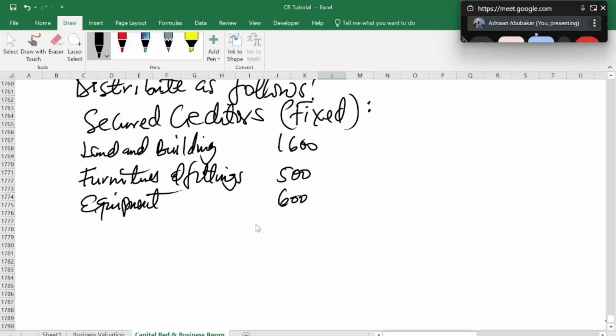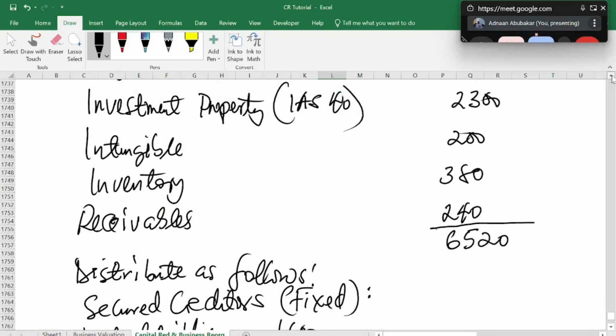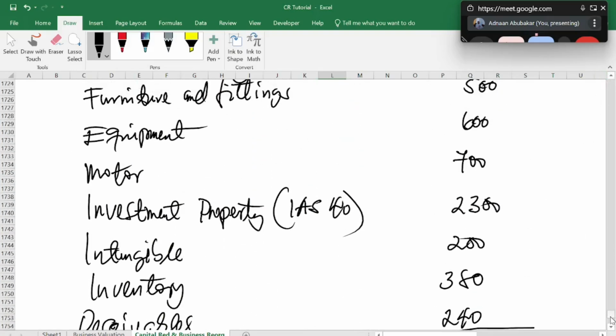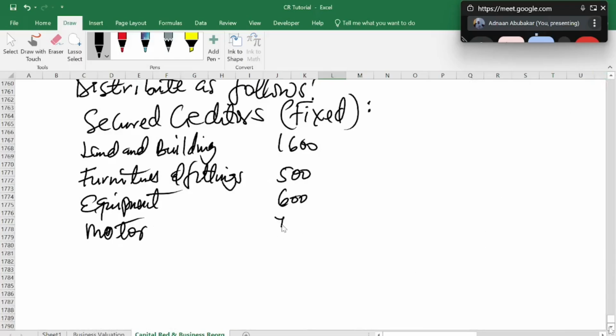Motor vehicle falls under our PPE. When we sold it, how much did we realize? 700, sir. Good. You see, these are the PPE, and it is secured. So when we sold this PPE, which is secured, how much did we realize in all? How much did we get?